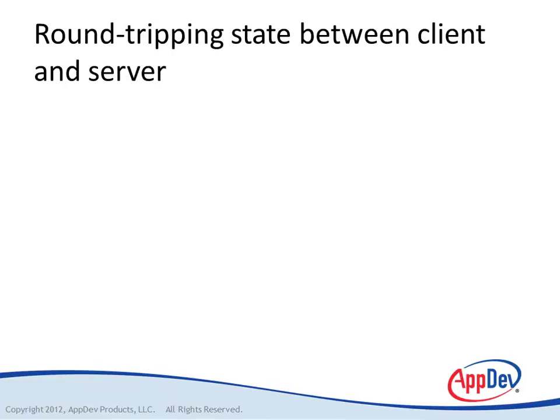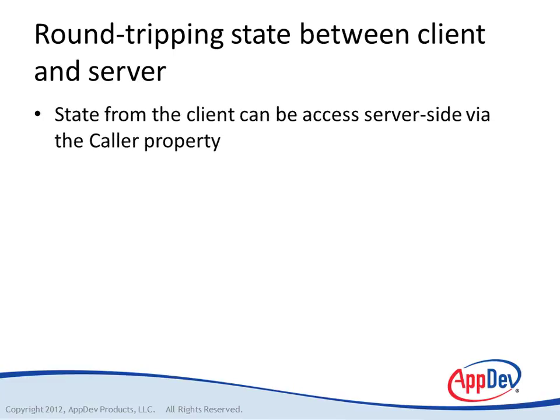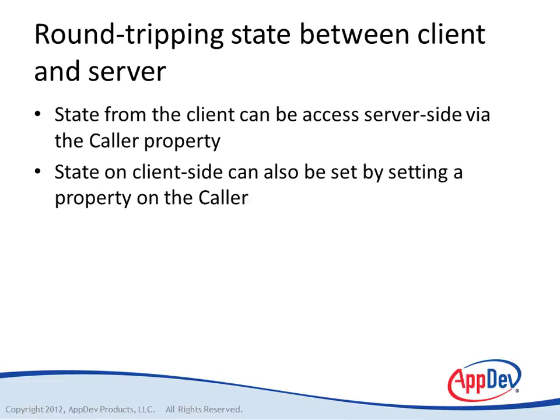Now we're going to look at round-tripping state between the client and the server. The state from the client side can be accessed via server side on the caller property. State on the client side can also be set by setting a property on the caller.